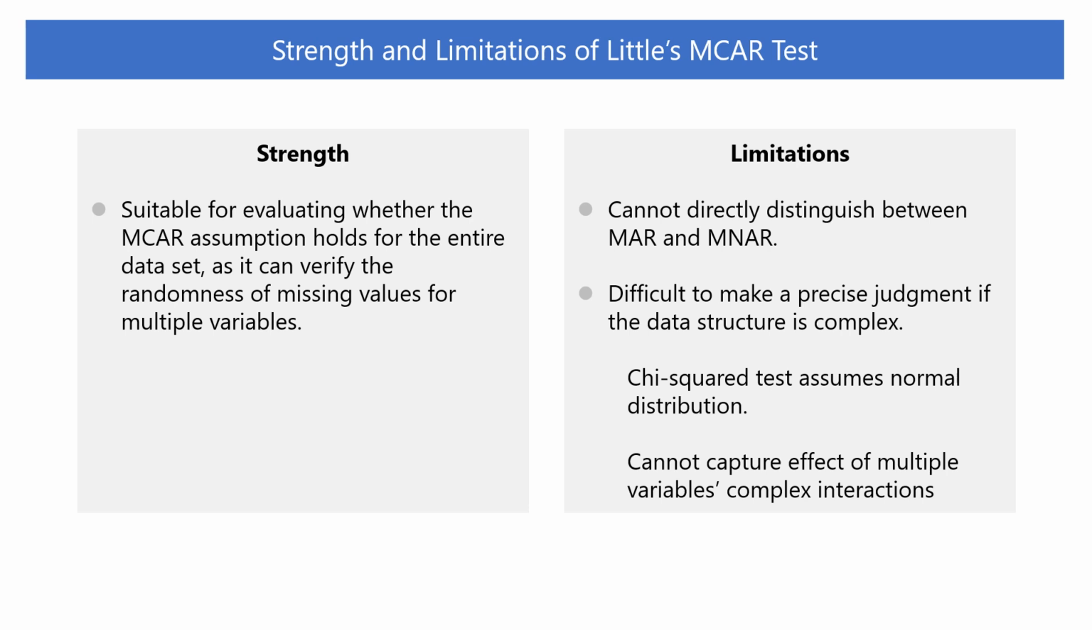The chi-square test is based on the assumption that the data is normally distributed. So, if the data distribution is asymmetric or there are many outliers, the value of the chi-square tends to be large, and the null hypothesis is more likely to be rejected. Moreover, if the cause of the missing value is due to complex interactions between multiple variables, there is a limit to the extent to which the MCAR test can fully capture the complex effects.